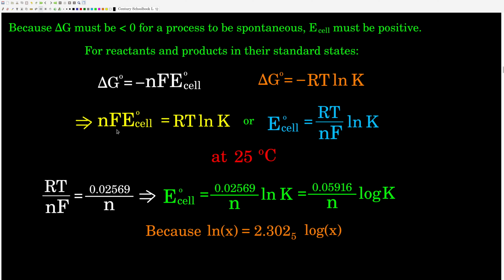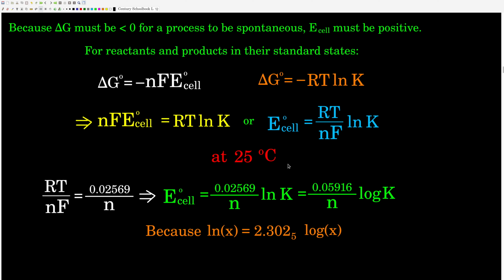Now if we divide through by nF, we can isolate E0 of the cell. So it ends up being equal to RT over nF ln K. This is a pretty useful relationship. E0 of the cell is something we can calculate or measure, and that can give us directly an equilibrium constant, which is pretty cool.